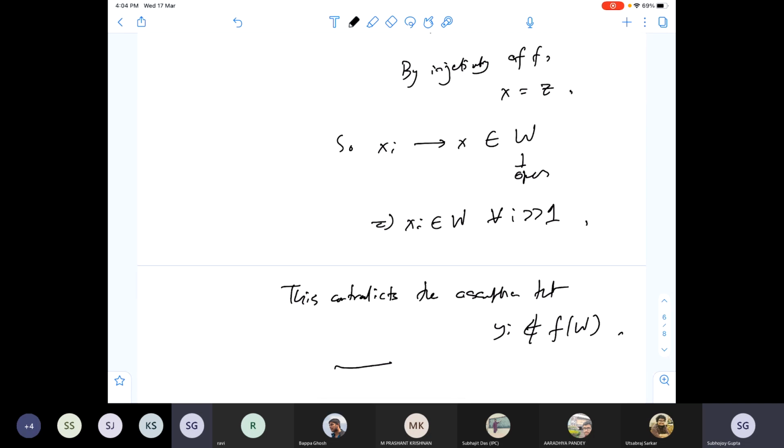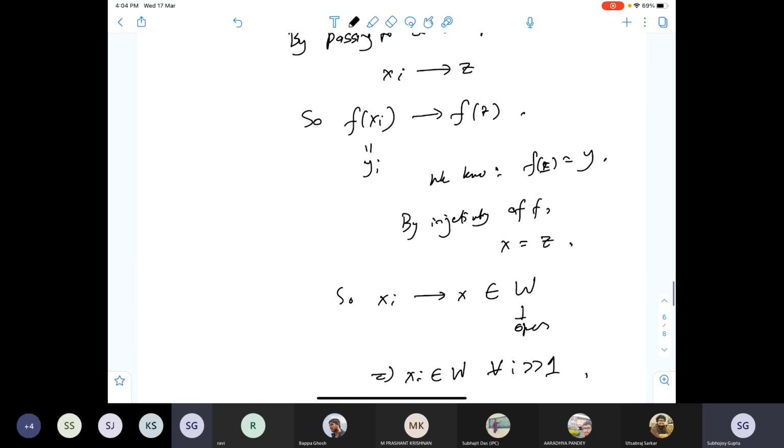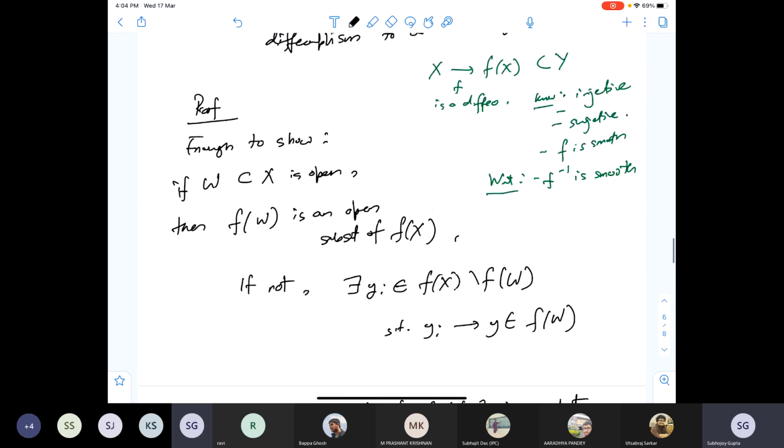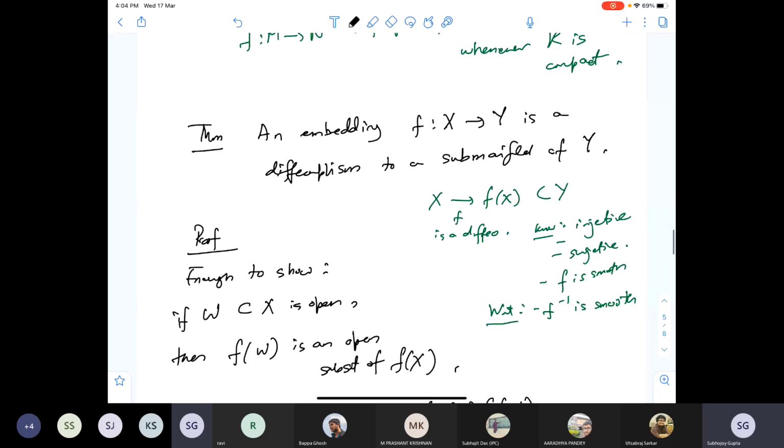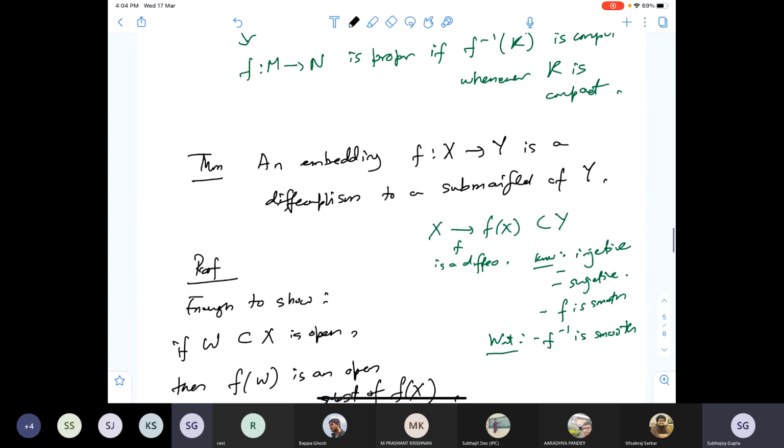All right, anyway, so this is some point set topology that comes into play here, and once you know that the image of open sets is open, that this map is open, it's easy to do the rest and to use the local immersion theorem to say that this image is a submanifold, and f is a diffeomorphism from x to that submanifold. Okay, so that's an embedding.